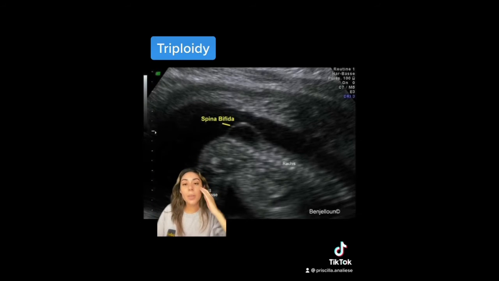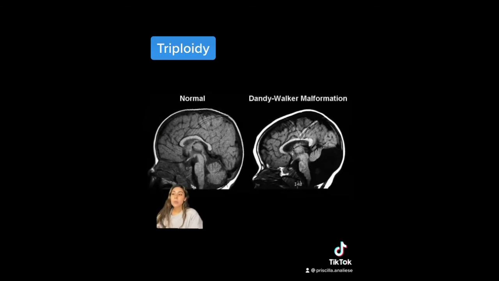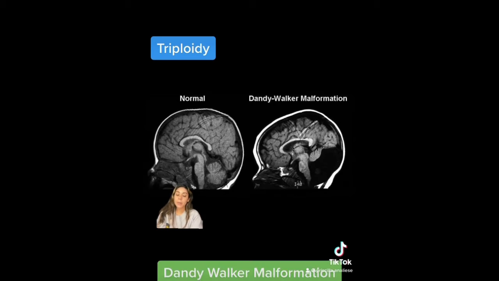Some of the other characteristics that we have already discussed in previous syndromes that are also apparent in triploidy are omphalocele, holoprosencephaly, and agenesis of the corpus callosum. So the next abnormality is the Dandy-Walker malformation, and that is the underdevelopment of the cerebellar vermis, cystic enlargement of the fourth ventricle, and the enlargement of the posterior fossa.